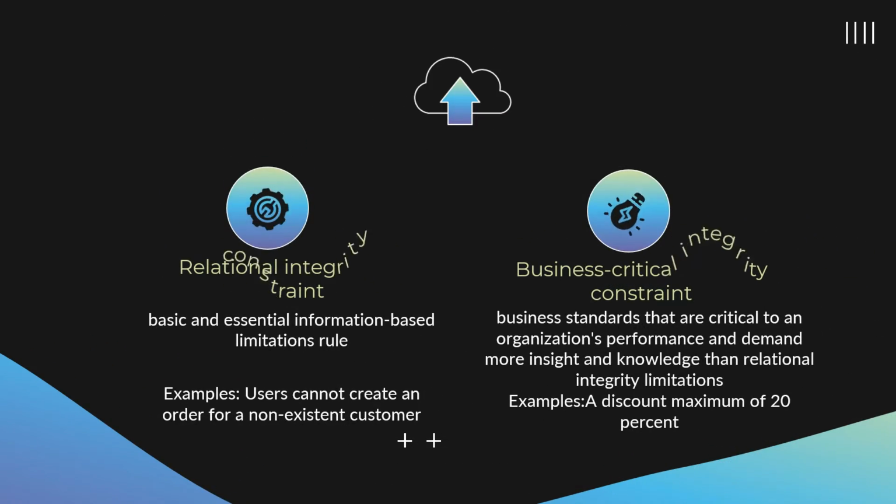If you want to know, a relational integrity constraint is a rule that imposes fundamental and basic information-based constraints. For example, an order cannot be shipped without an address, while a business critical integrity constraint is a business standard that is essential to an organization's performance, and they frequently need more understanding and knowledge than relational integrity constraints. For example, product returns are not accepted for fresh products 15 days after purchase.